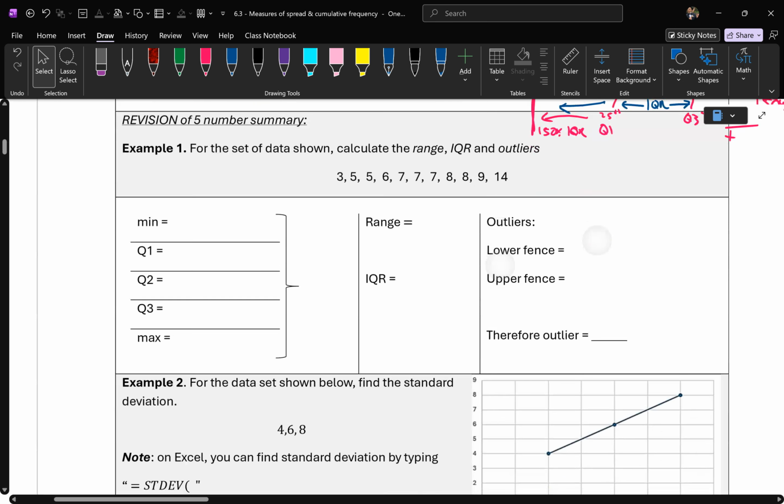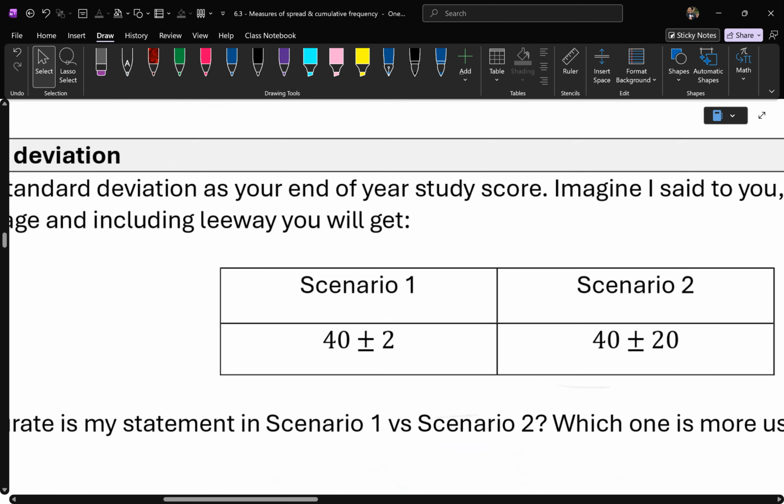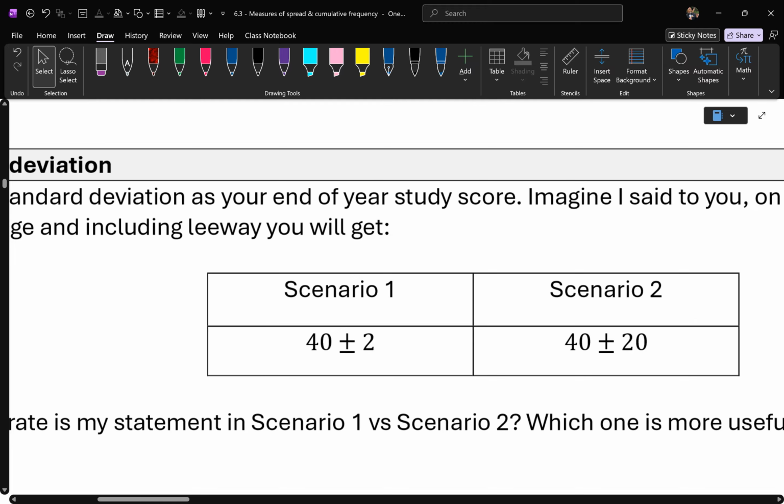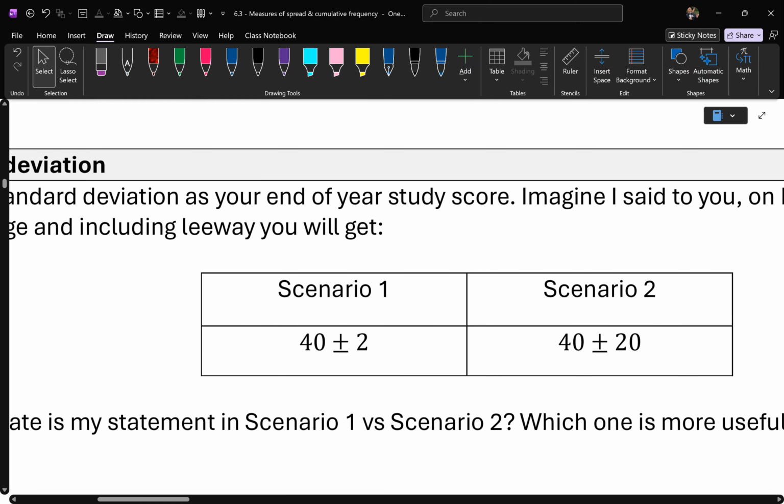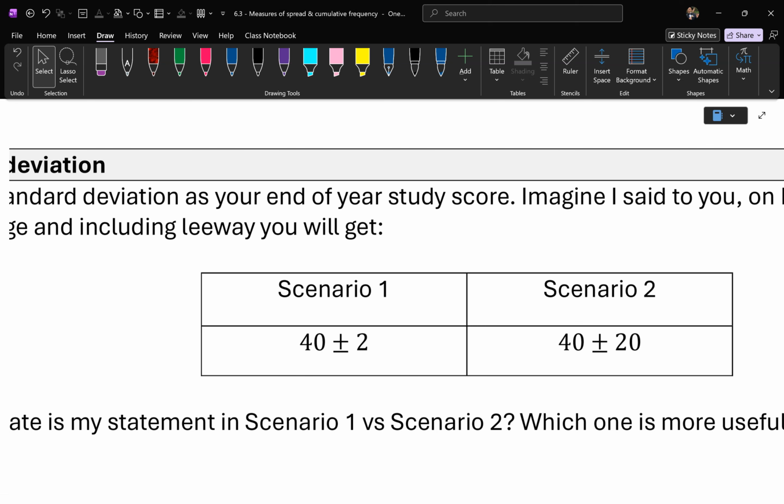Why is that not useful? Here's a line that I hope kind of sticks with you. Imagine I said this to you. Say you're going to go to the exam. Scenario 1. I say to, let's say Josh, I predict based on all your SACs so far, you're pretty good. I reckon you're going to get a raw 40 plus or minus 2. Versus, if I told him, scenario 2, Josh, I think you're going to get a 40 plus or minus 20.